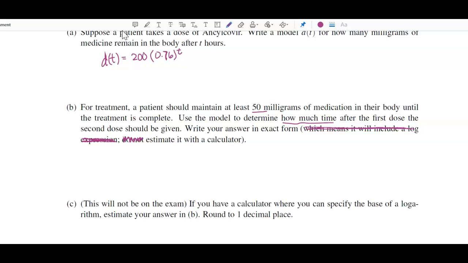All right, so we're going to put 50 in place of our d of t. So I'll put 50 equals 200 times 0.76 to the t power. And remember, I'm trying to solve for t, which is an exponent, so I know I'm going to have to use logs in order to solve when my variable is an exponent. But we've got to get that part isolated, so let's divide both sides by 200 first. And then what do we come up with there? We have that.